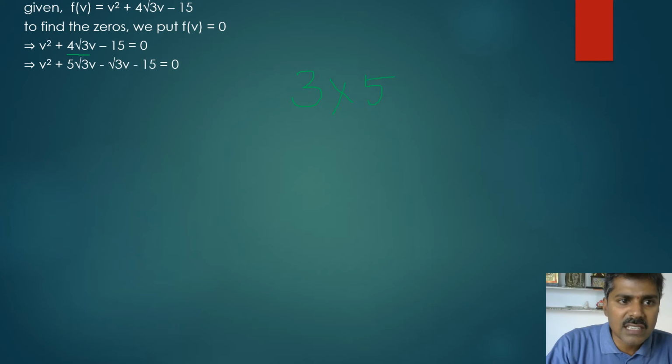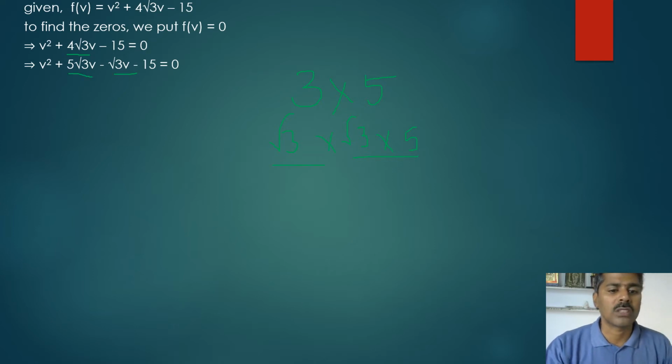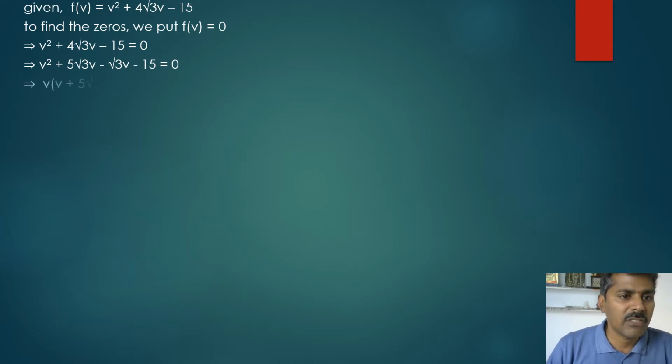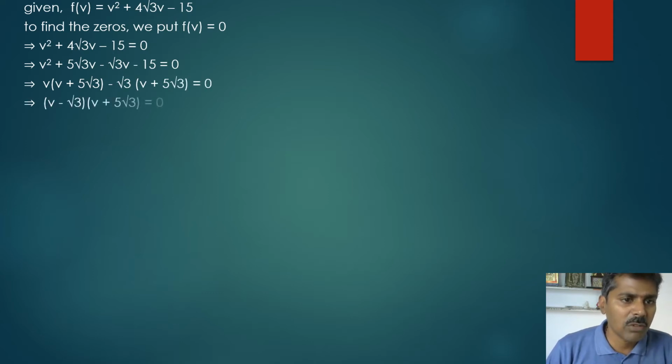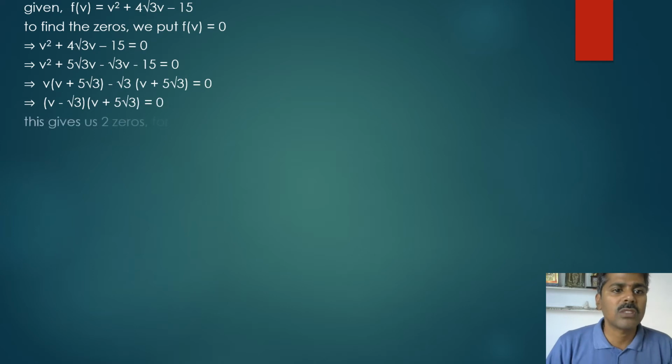So for this 3 we will use root 3 into root 3. If you write root 3 into 5, we can split it into 5 root 3 and root 3. So 5 root 3 minus root 3, you will get 4 root 3. That logic we have to apply here. Now, as usual, factorization and taking common, we get v square plus 5 root 3 v minus root 3 v minus 15. By taking v plus 5 root 3 as common, we'll get v minus root 3 into v plus 5 root 3 is equal to 0.